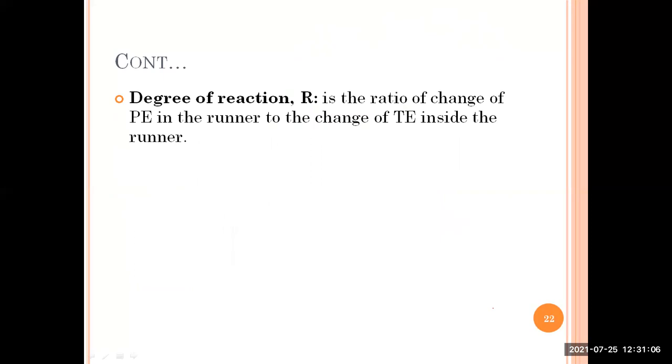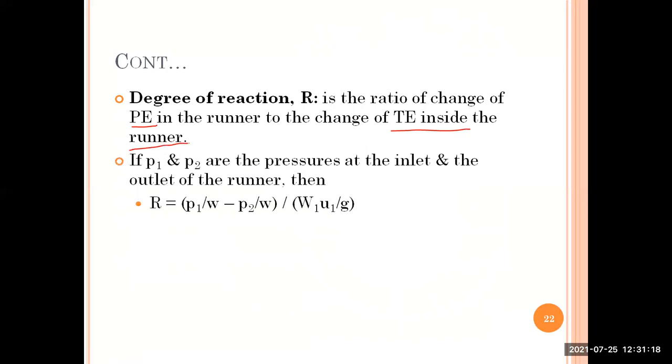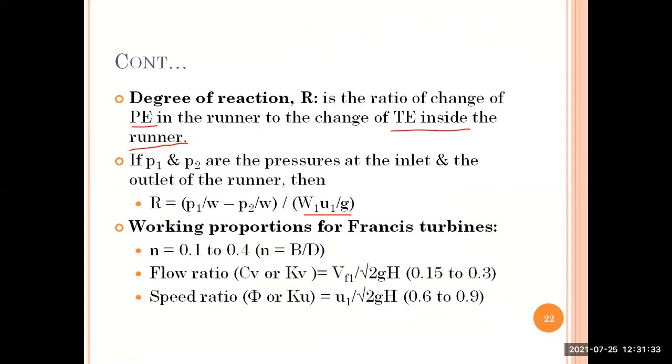And also the degree of reaction of a Francis turbine is the ratio of change of pressure energy in the runner to the change of total energy inside the runner. For example, if P1 and P2 are the pressures at inlet and outlet of the runner, then the degree of reaction R is given by (P1 by W minus P2 by W) whole divided by VW1 U1 divided by G. So this is the degree of reaction of a Francis turbine.